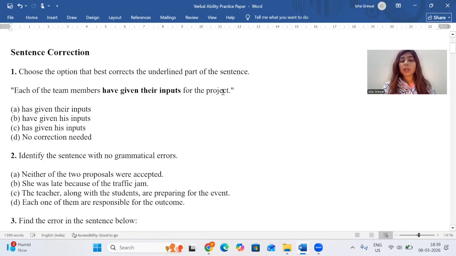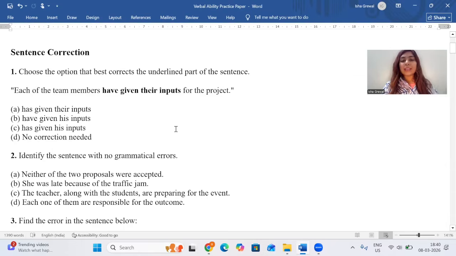Maybe there is an underlined part, maybe there is a bold part. So you have to see what the question is expecting you to do. This is a statement that is given to you. You have to find out which part has the error. It says, each of the team members have given their inputs for the project, right? I'll bold the answer for you so that you remember it.